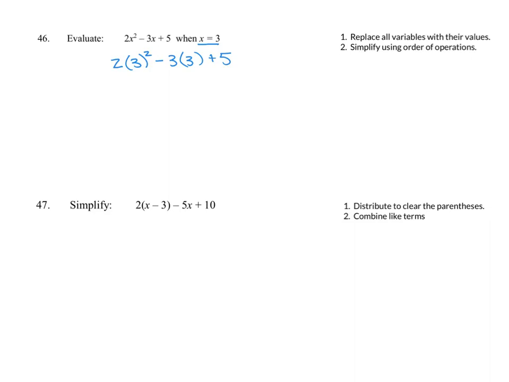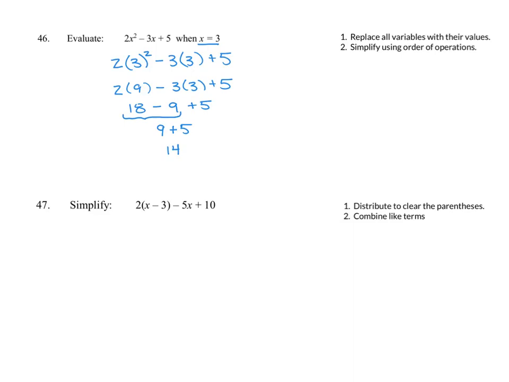Alright, simplifying using order of operations, the first thing we want to do is our exponents. So we get 2 times 9. We'll bring everything else down. 2 times 9 is 18. 3 times 3 is 9. Plus 5. If we go ahead and combine, we get 18 minus 9 is 9. Plus 5 is 14. And we're done.